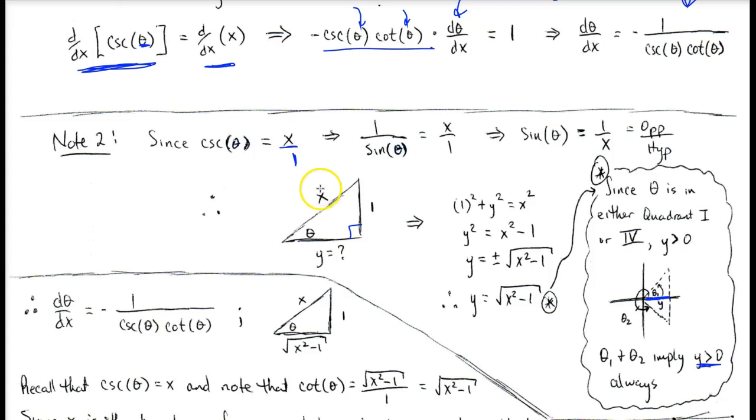So using Pythagoras Theorem, since sine of 1 over x means 1 will go here and x will go here, then from there we can use Pythagoras Theorem and figure out what this y would be. And y is just going to be a positive square root of x squared minus 1. And of course, that's what this side will end up being. So we end up having this right triangle here with these sides.